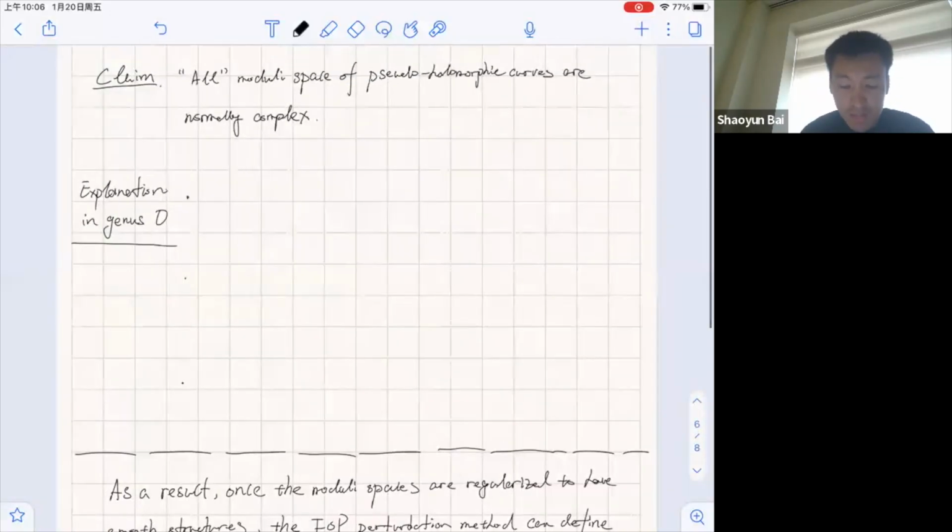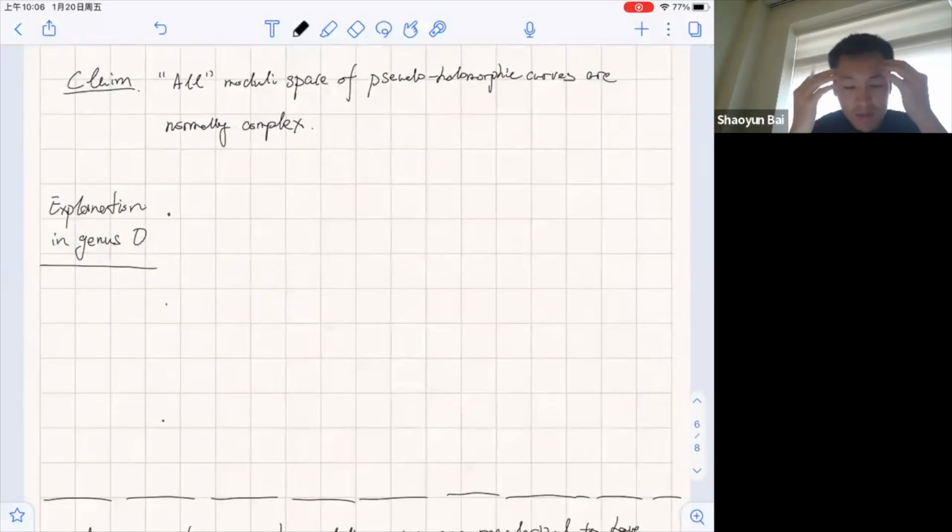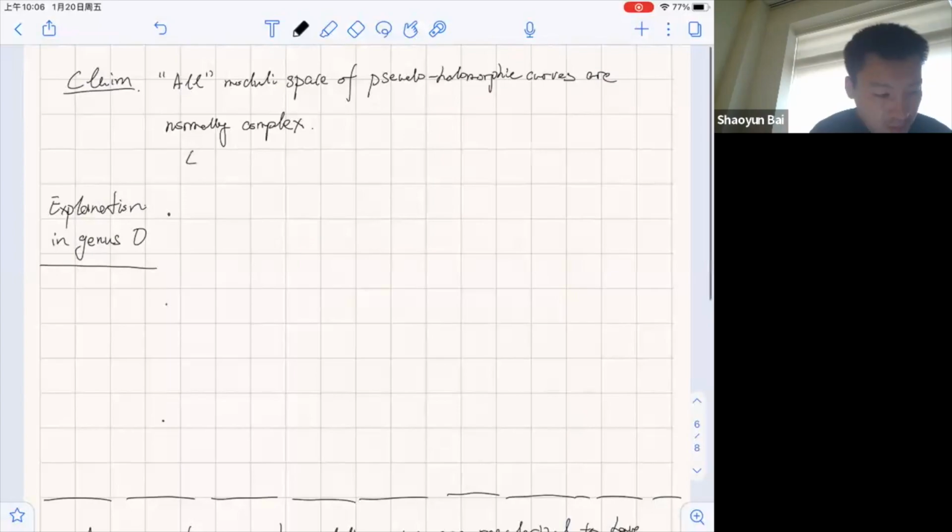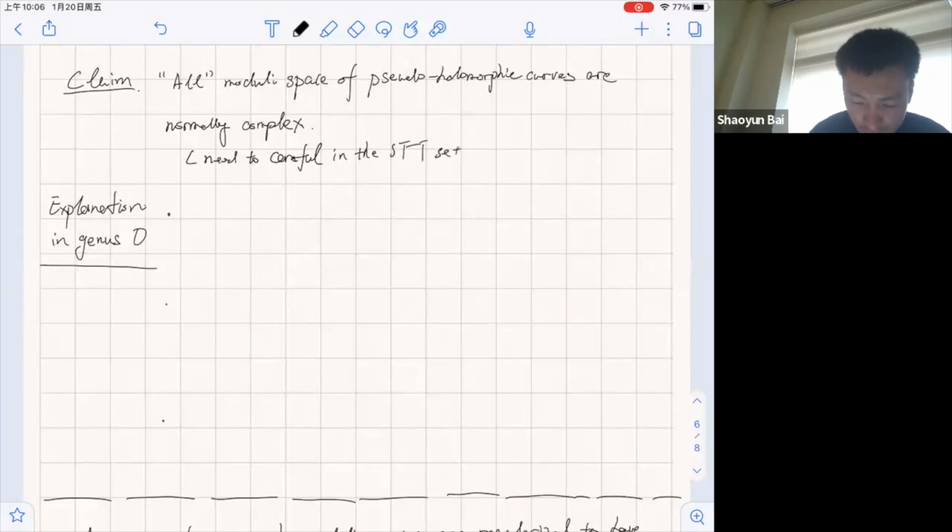So the claim is the following. Well, this is not actually true on the nose, but let me just say this as some kind of advertisement. All moduli spaces of pseudo-holomorphic curves are normally complex in some sense. But of course, I'm pretty sure it works for, say, curves entering Guangbo's theory, Hamiltonian Floer theory, and Lagrangian Floer theory. But I think one needs to be more careful in the SFT setting. For this, you can save the questions for later discussions.